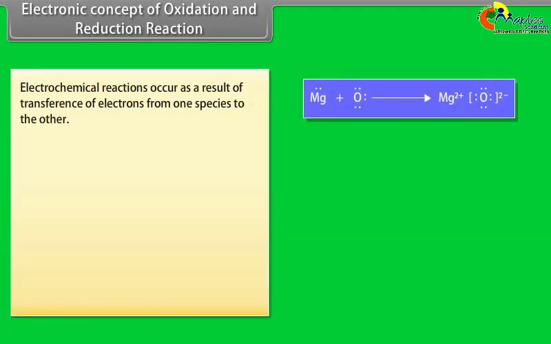Electronic concept of oxidation and reduction reaction. Electrochemical reactions occur as a result of transference of electrons from one species to the other. Consider an example. If magnesium is burnt in oxygen, it gets oxidized to magnesium oxide. In the formation of magnesium oxide, 2 electrons from magnesium atom are transferred to oxygen atom.